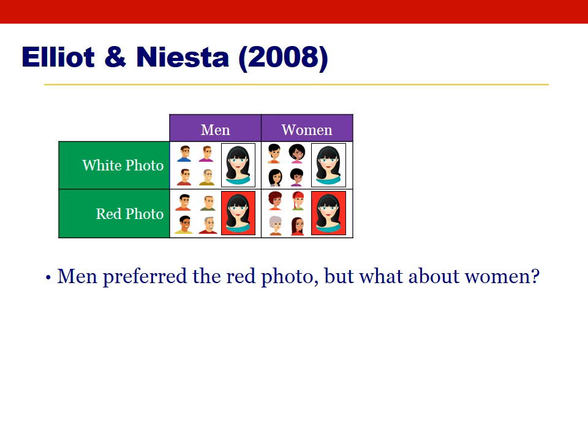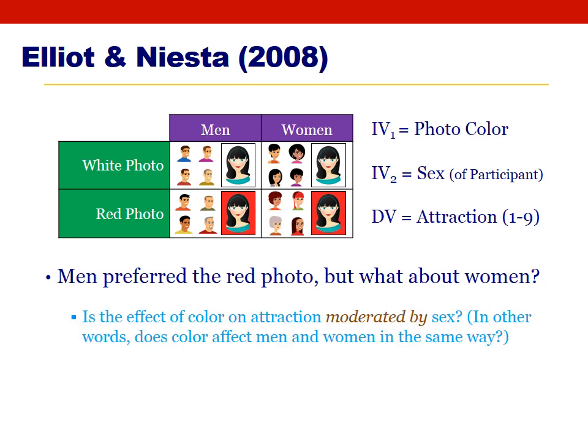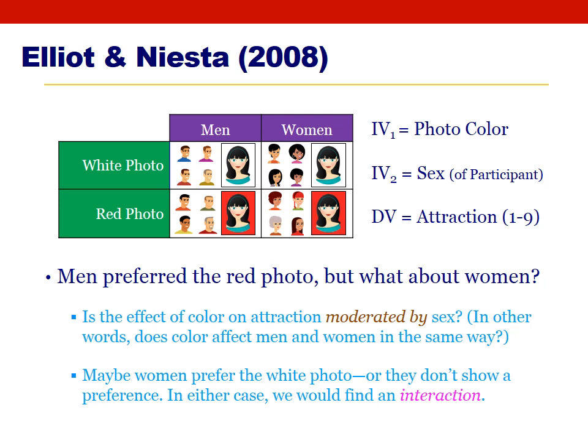So we again have a 2x2 factorial design. Our first independent variable is the photo color, red versus white. Our second independent variable is the sex of the participant, men and women. And our dependent variable is how attractive they found the woman in the photo to be. If we find an interaction here, what that's telling us is that color has a different effect on men than it has on women. Maybe, for example, men like the red photo better, but women like the two photos the same. Or maybe women actually liked the white photo better, in which case we would find a disordinal interaction.